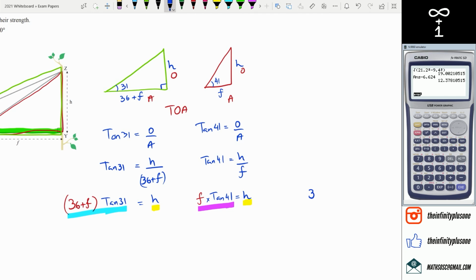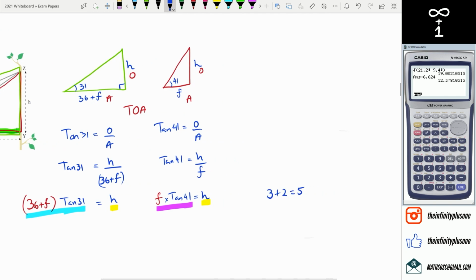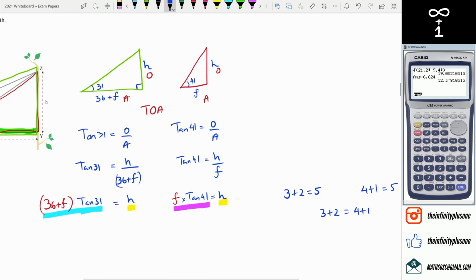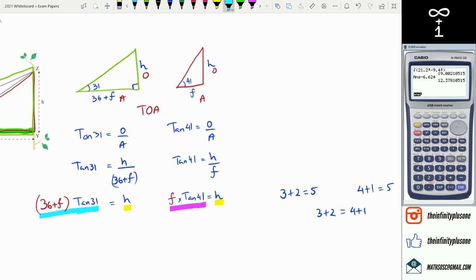Let me show you another way. It's like saying 3 plus 2 equals 5 and 4 plus 1 equals 5, which means we can say that 3 plus 2 equals 4 plus 1. That's pretty much what we're doing here. The blue part equals the yellow part, and the pink part also equals the yellow part, so blue is equal to pink. With that in mind, I can say 36 plus F times tan 31 equals F tan 41. I've just put the blue part equal to the pink part.